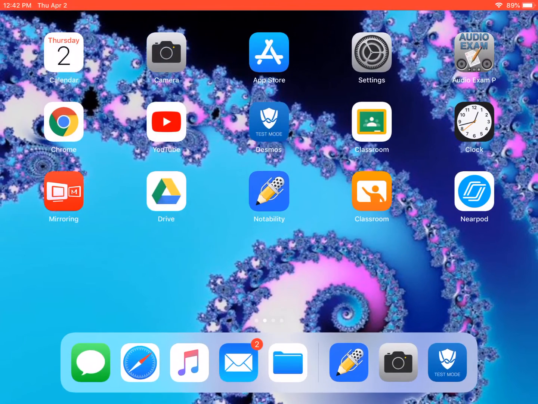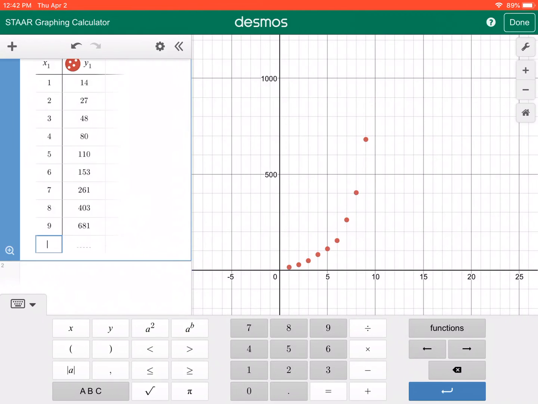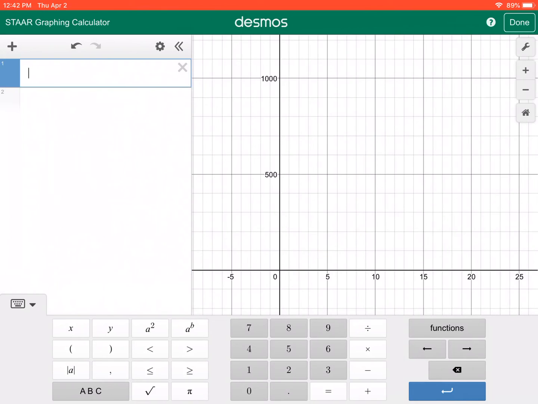So go to your Desmos, and if you would like to pause the video and see if you can do this first part, let's delete everything and start from scratch. Pause the video, see if you can do this part on your own, and then whenever you're ready, press play again, and let's see if you can get what I'm going to get.